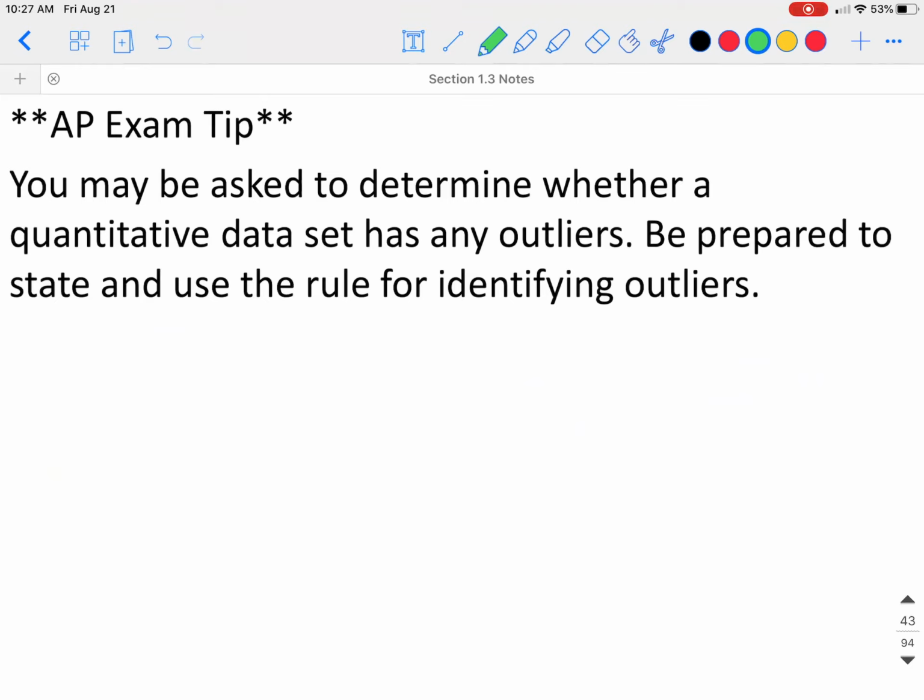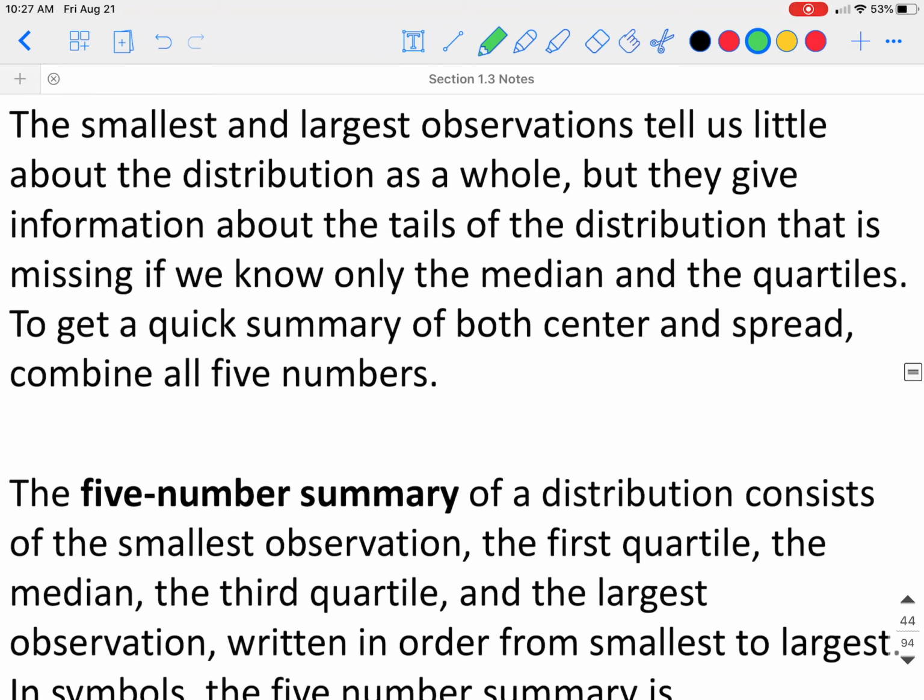An AP exam tip: you may be asked to determine whether a quantitative data set has any outliers. Be prepared to state and use the rule for identifying outliers. So make sure you say you're using the 1.5 times IQR rule. The smallest and largest observations tell us little about the distribution as a whole, but they do give information about the tails of the distribution that is missing if we know only the median and the quartiles.